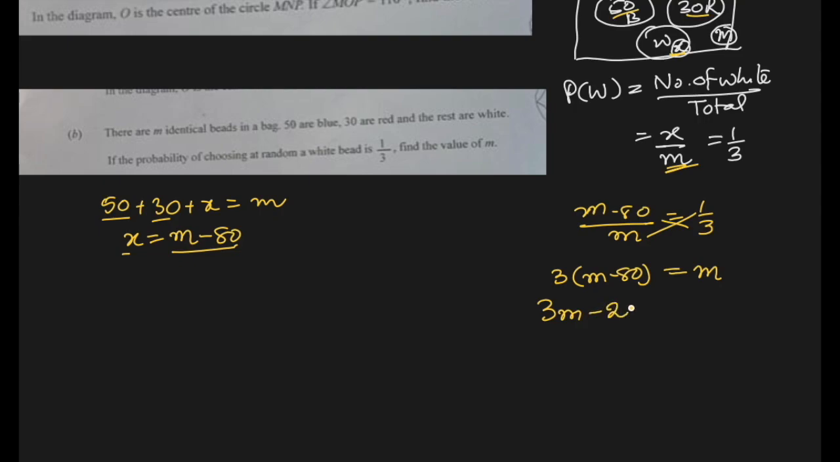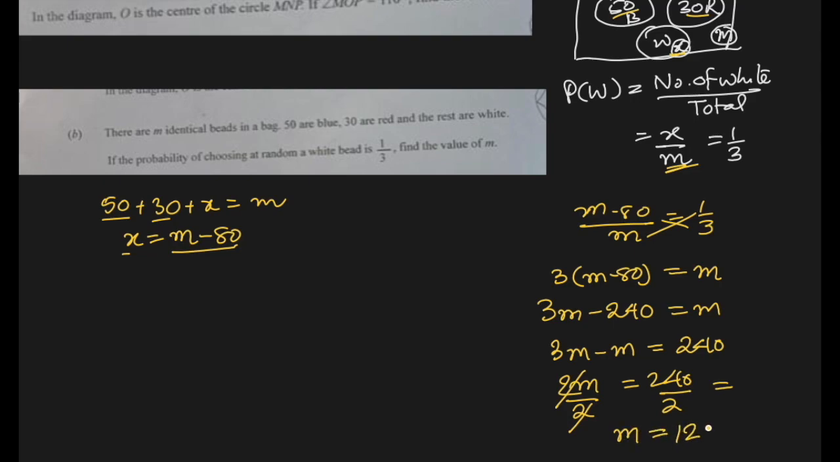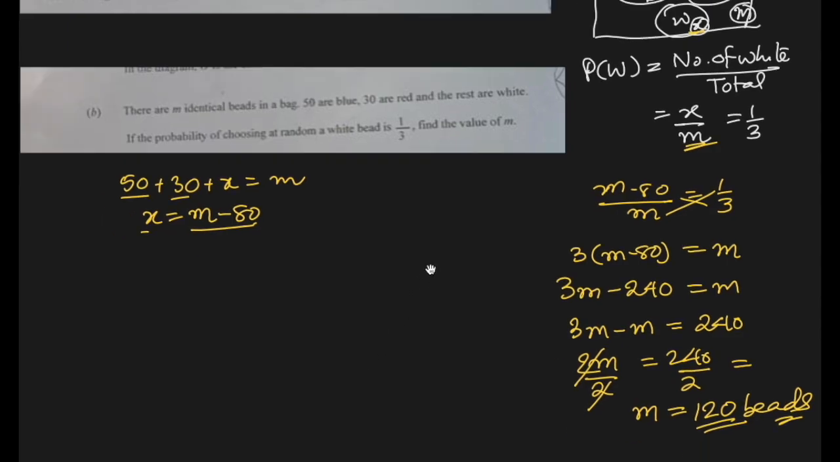3m minus 240 equal to m. 3m minus m equal to 240. 2m equal to 240. Divide both sides by 2. We get m equal to 120 beads. All right. Do we have next? Okay.